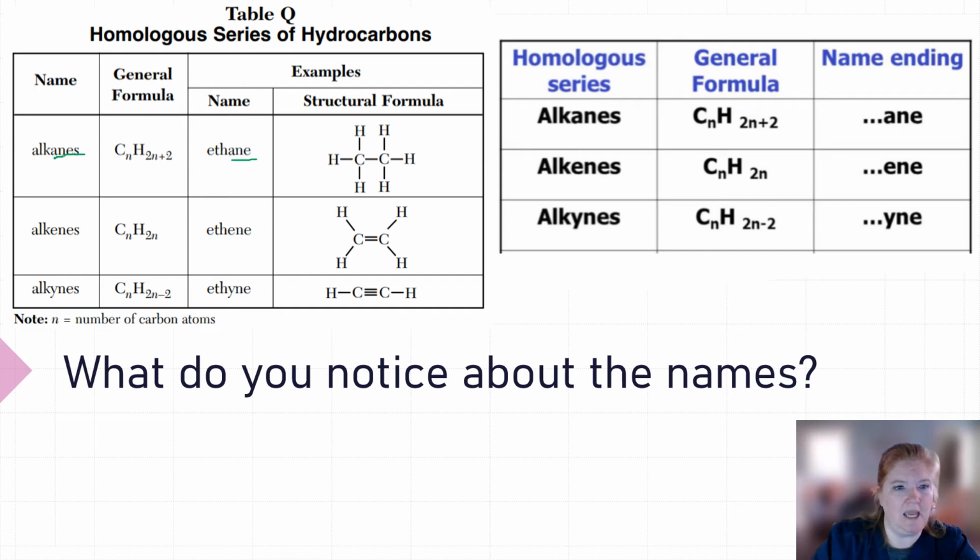Alkanes end in -ane, alkenes end in -ene, alkynes end in -yne. Hopefully you noticed that. They also have different general formulas. Also, you should have noticed this: alkanes, all single carbon-carbon bonds. Alkenes, what kind of bond is that? Alkynes, what kind of bond is that? Maybe you noticed that already.